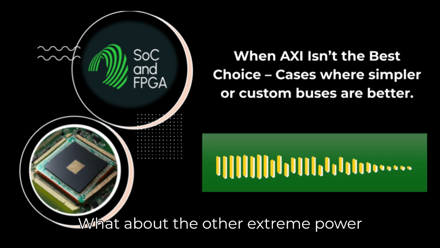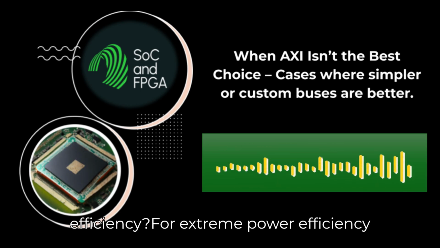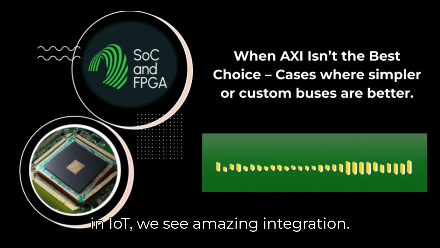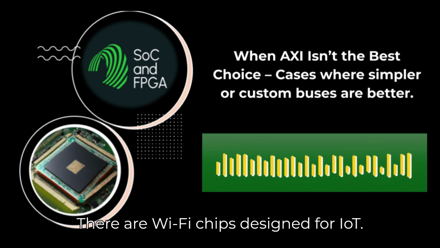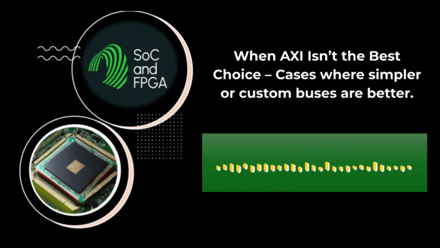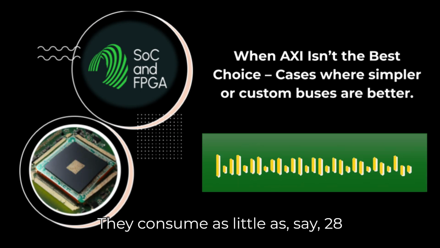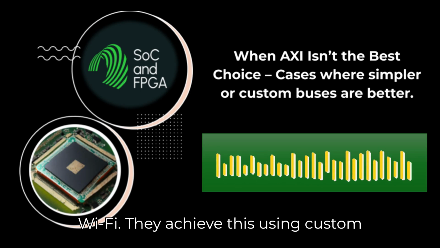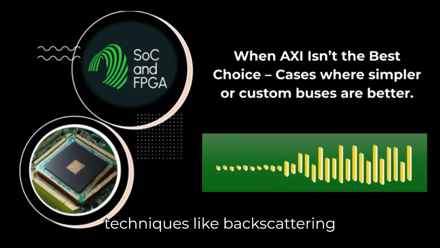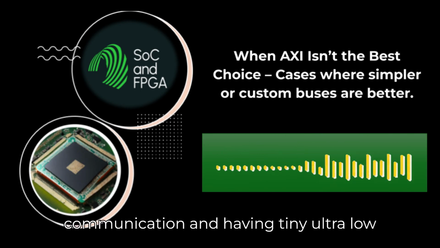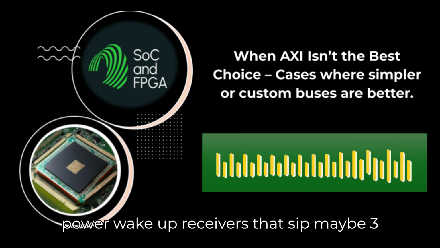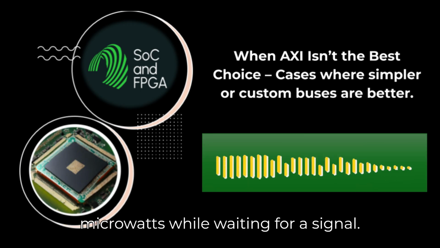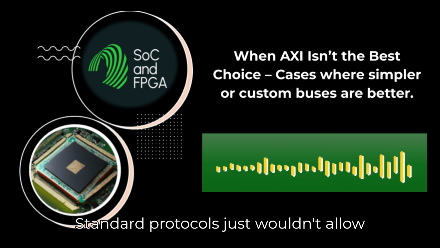Incredible speeds. What about the other extreme, power efficiency? For extreme power efficiency in IoT, we see amazing integration. There are Wi-Fi chips designed for IoT that consume as little as, say, 28 microwatts in certain modes. That's thousands of times less than standard Wi-Fi. They achieve this using custom techniques like backscattering communication and having tiny, ultra-low power wake-up receivers that sip maybe 3 microwatts while waiting for a signal. Standard protocols just wouldn't allow this.